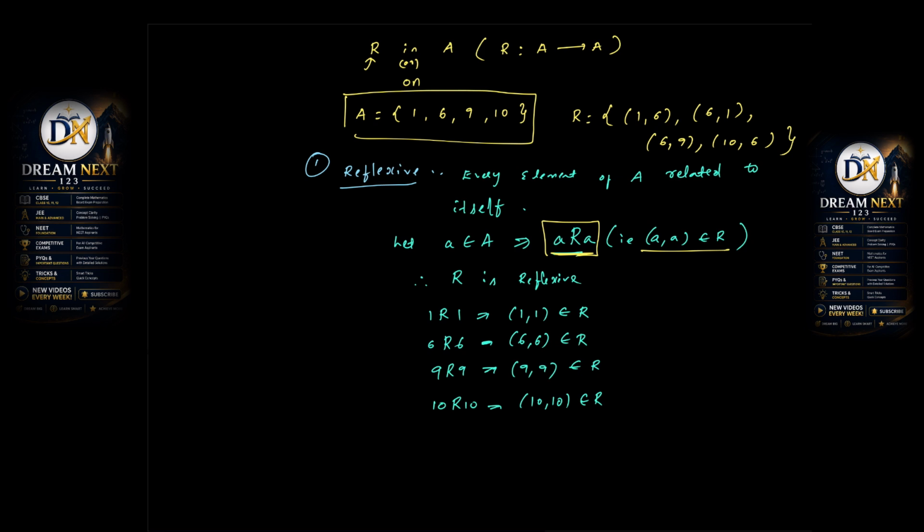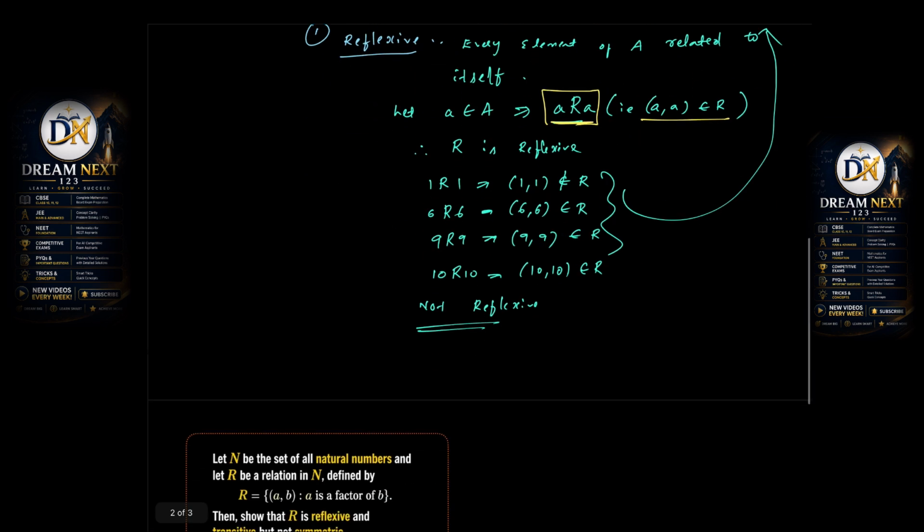We have to check whether (1, 1) is present in the given relation. No. If it is not present, even if a single pair is not present, we call this not reflexive. (1, 1) is not present in the given relation, that means it is not reflexive. If all these pairs are present in the given relation, then we say that it is reflexive. Otherwise, it is not reflexive. I hope it is clear.